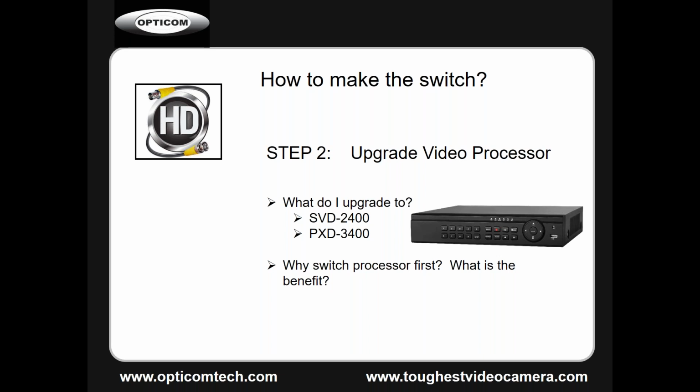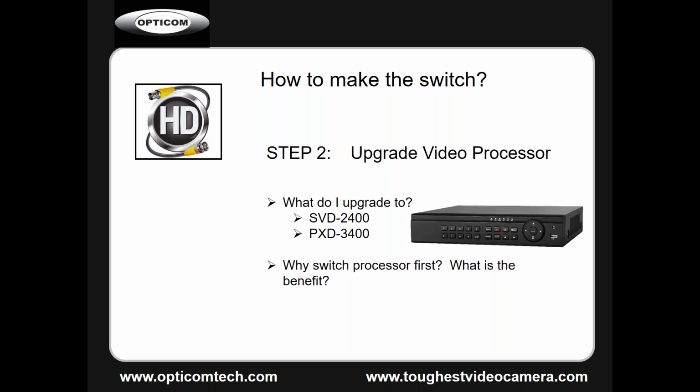Because they're hybrid units, that means you switch out your processor. All of your existing analog cameras are going to continue to work plugged into this processor, and then as you replace cameras, you do the HDTVI cameras, and then they can go into this processor. So our first thing is definitely going to be to either go to the SVD2400 or the PXD3400.